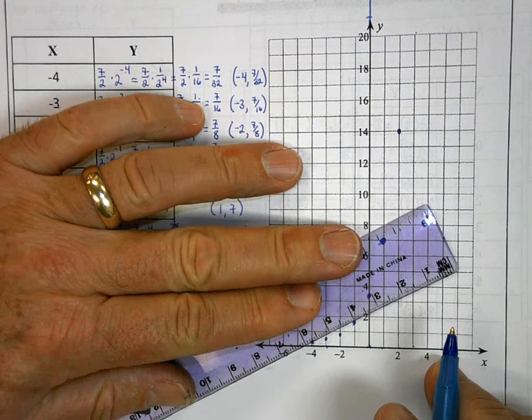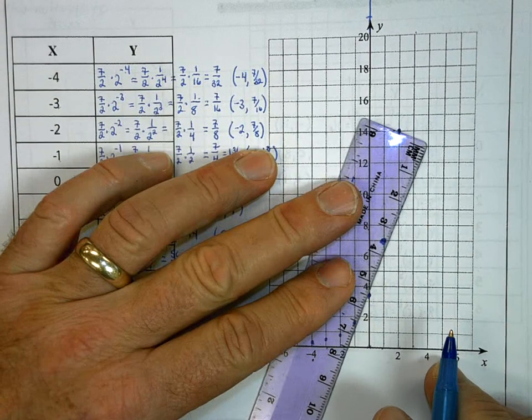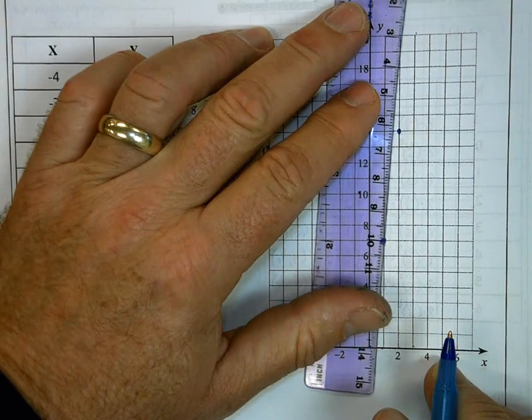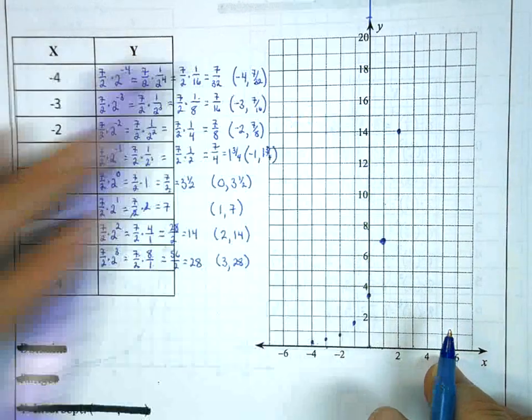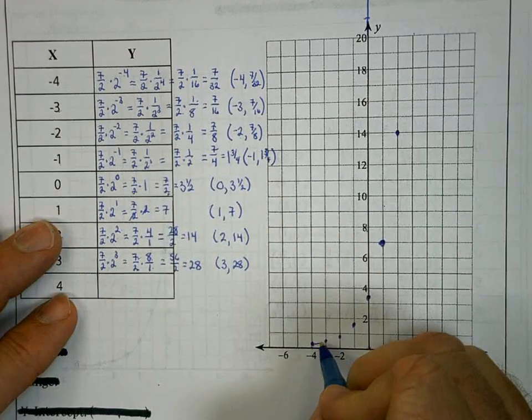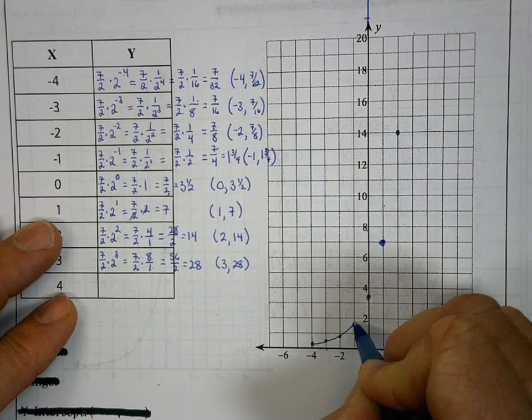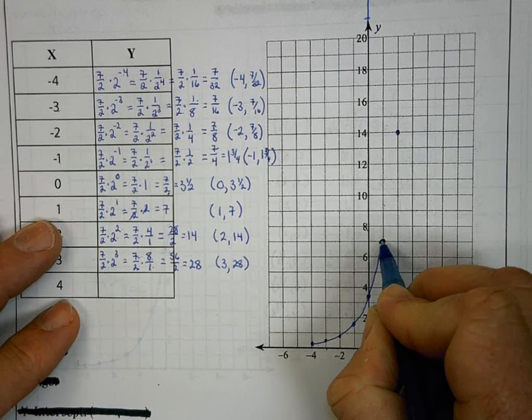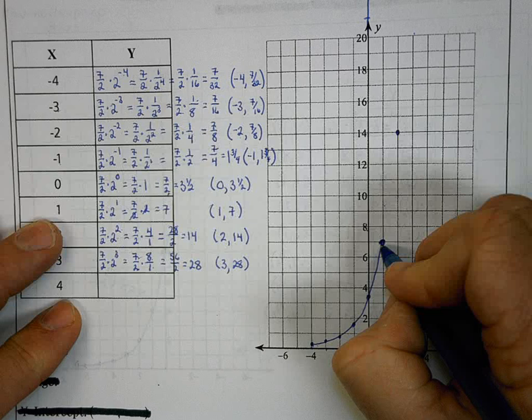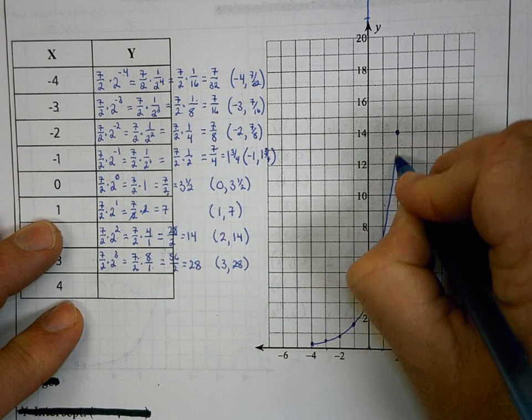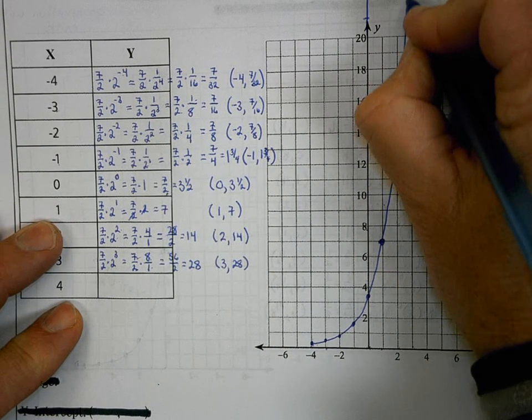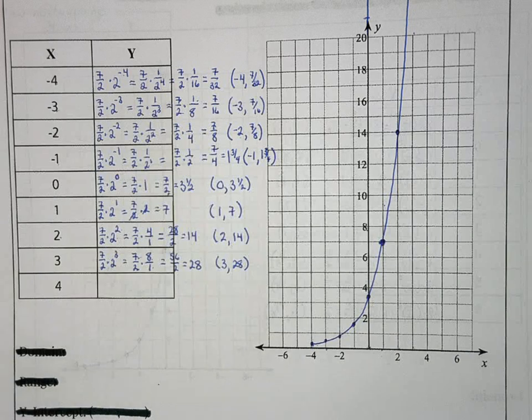This is not linear because I cannot connect all the points with a straight line or with a ruler. So that means my graph is going to be a nice smooth curve, which is what I should expect because it's an exponential graph. And I get that graph right there. Okay, so that would be number 2.